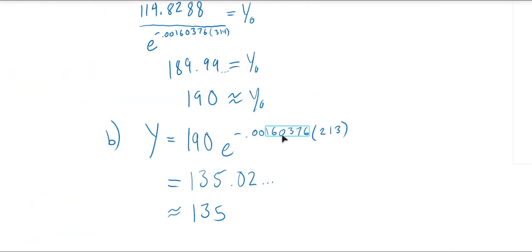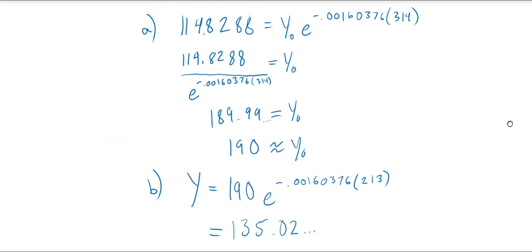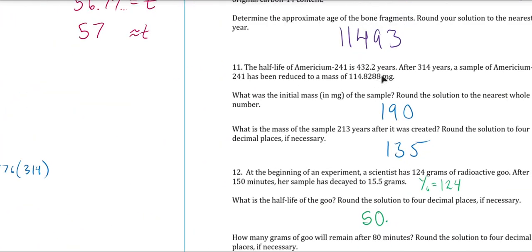Once we know these two parameters, we can plug in whatever we like. For example, after 213 years, there will be 135 milligrams in our sample. The initial amount was in milligrams.